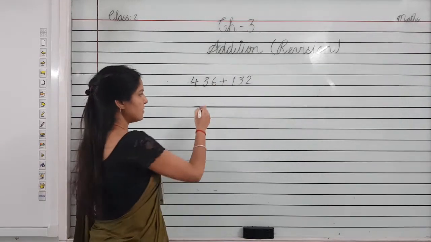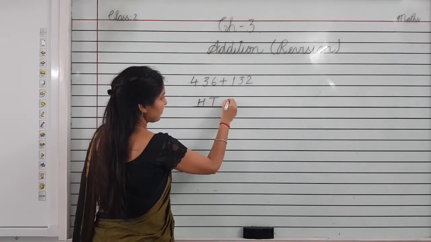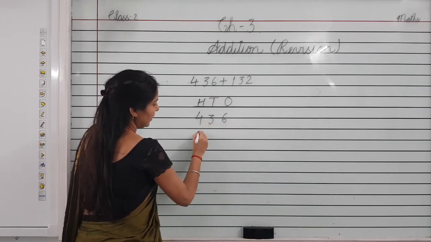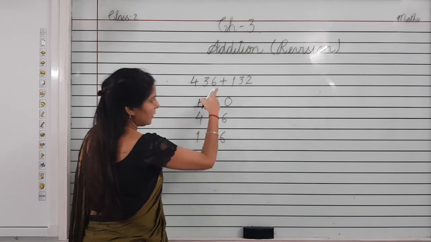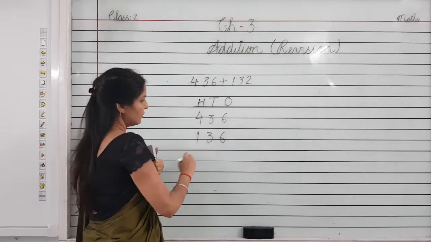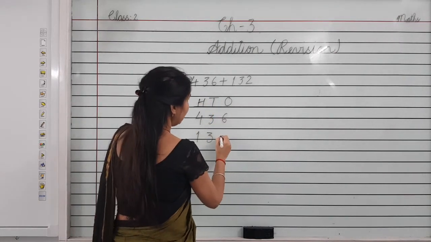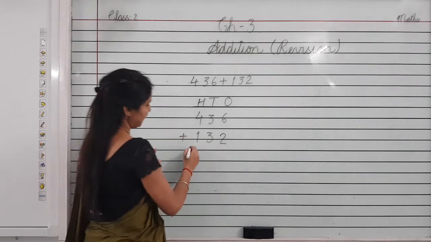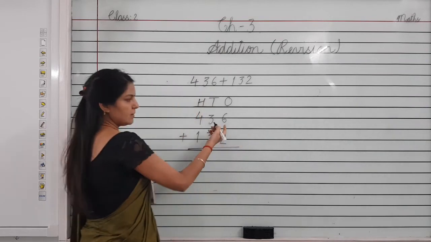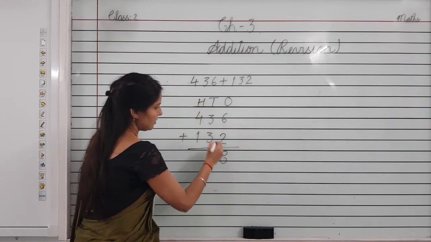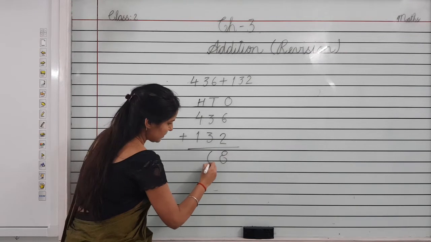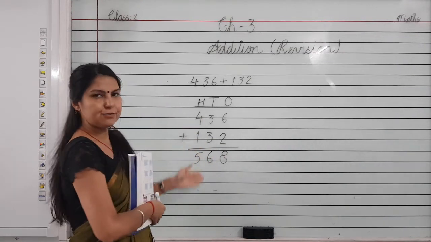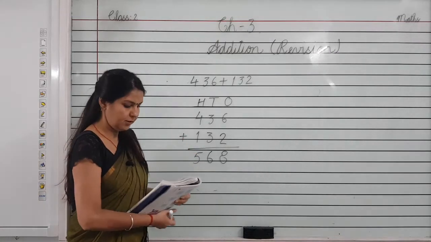So we will arrange these numbers again in columns. 436 and 132. And here is the sign of addition. So we will put the sign of addition here in front of them. Now we will add: 6 plus 2 will be 8, 3 plus 3 will be 6 and 4 plus 1 will be 5. This is the sum of these two numbers. I hope you have understood.